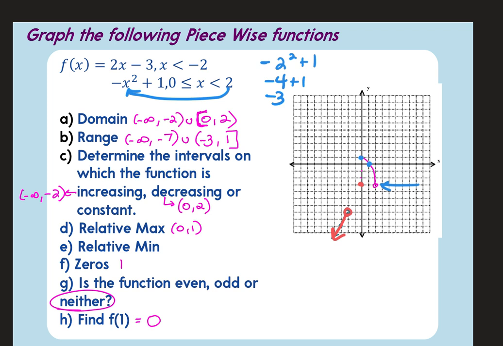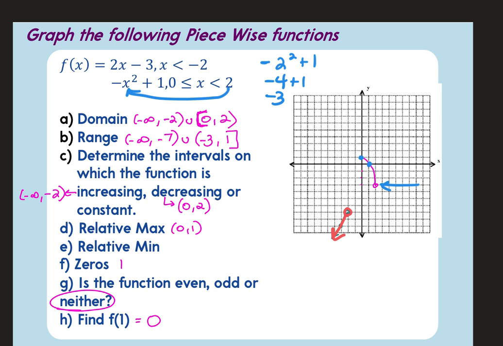So my domain, if I go from left to right, is going to stop and start. It starts at negative infinity. It goes to -2, and then it stops. It gets a parenthesis because it's an open dot. Then it picks back up at 0, and it goes to positive 2. The 0 is a solid dot. The 2 is an open dot, so the 0 gets the bracket and the 2 gets the parenthesis.